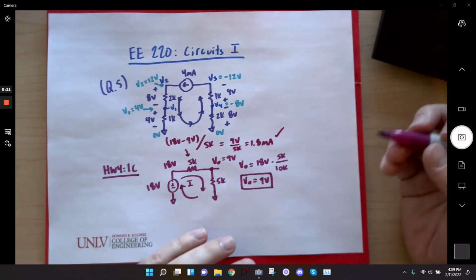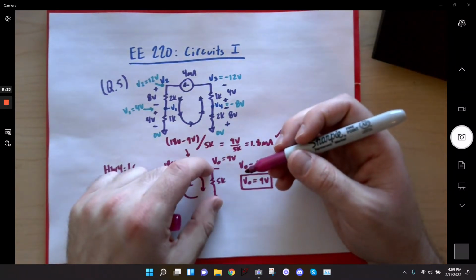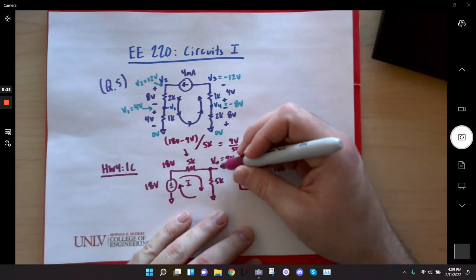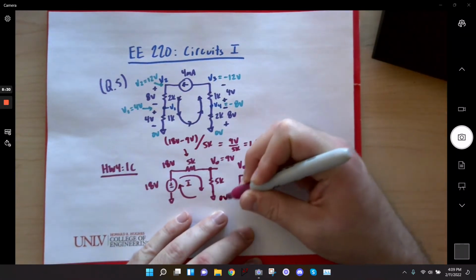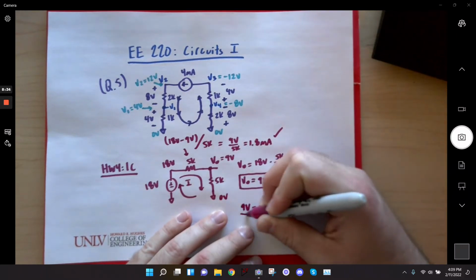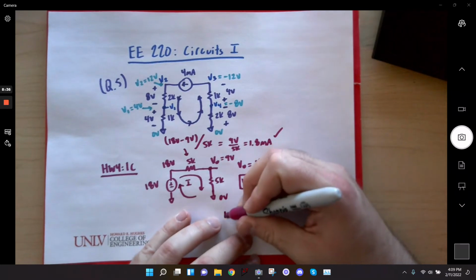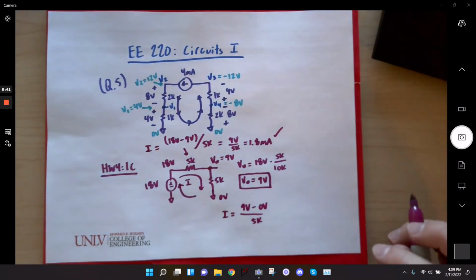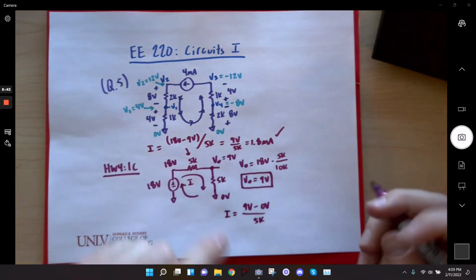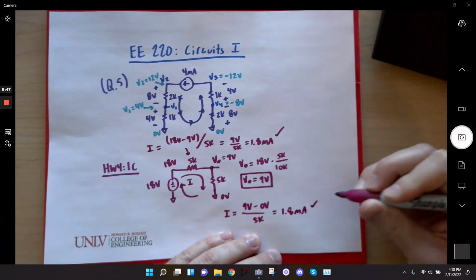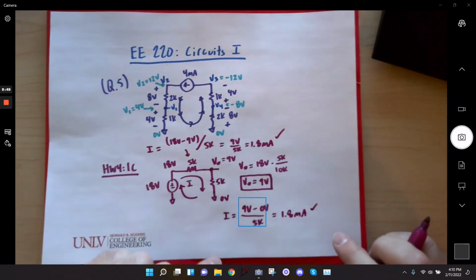Also, what you could do is you could just take the voltage across this resistor and divide it by 5K, and that would also give you the current flowing in the circuit. So I've got 9 volts there. I know I have 0 volts here because that's ground. So if I say 9 volts minus 0 volts over 5K, that's I. Again, this is I. That's the same exact thing I got here, 9 over 5K, so this is going to be 1.8 milliamps also. Because it's the same loop, you can do that.